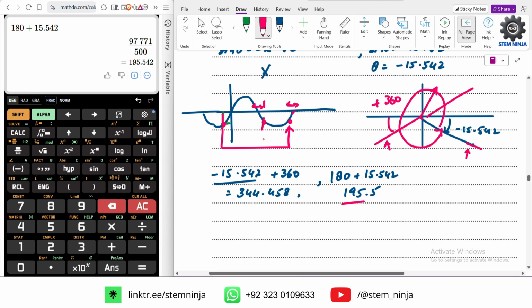From the graph, it's easier to see. Okay, alright, so that is question number 8. Now on to question number 9.